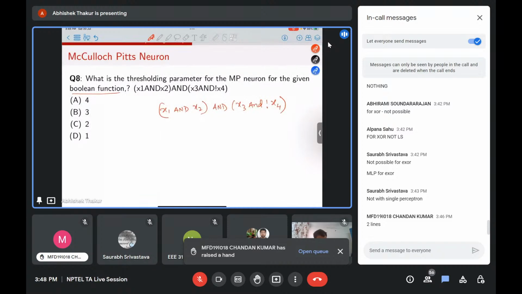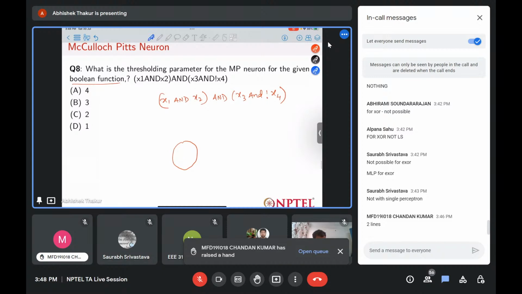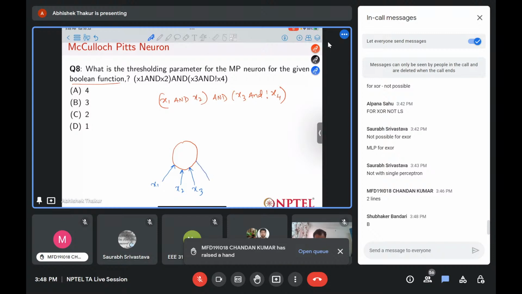So let's make an MP neuron model here. There are four inputs into this, that is x1, x2, x3, and x4. But here x4 is inhibitory, meaning whenever x4 is 1, the output will be 0. That is the dominant.